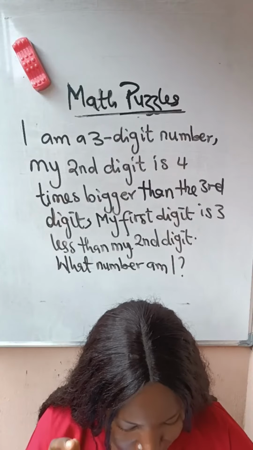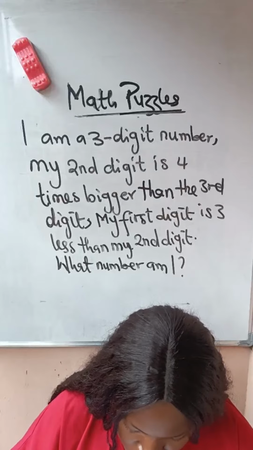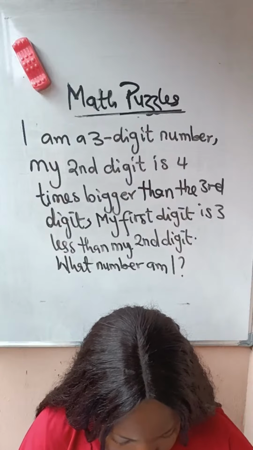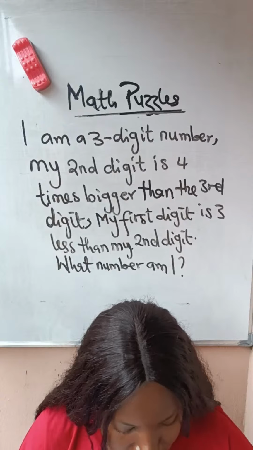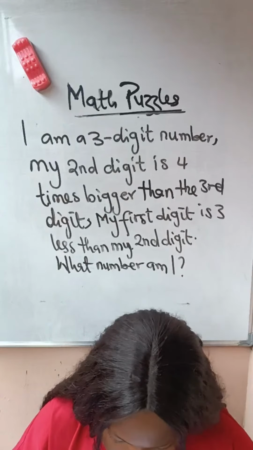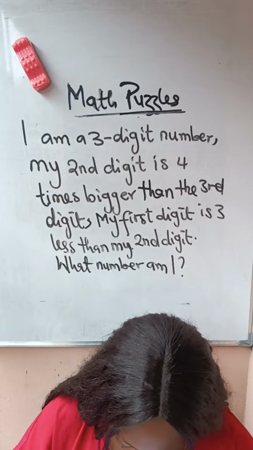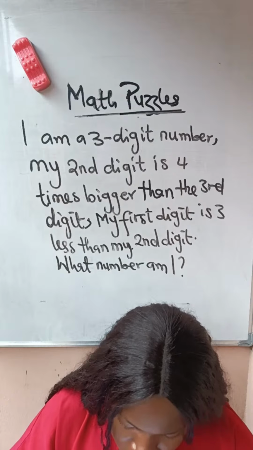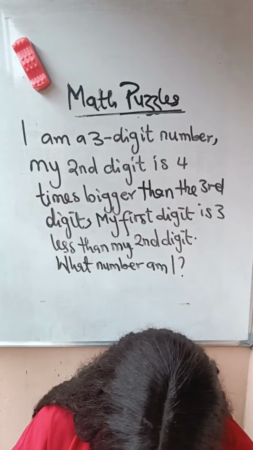Then the other one says, my first digit is 3. My first digit, which is A, is 3 less than my second digit. 3 less than my second digit. Okay. So we are asked what the number could be.